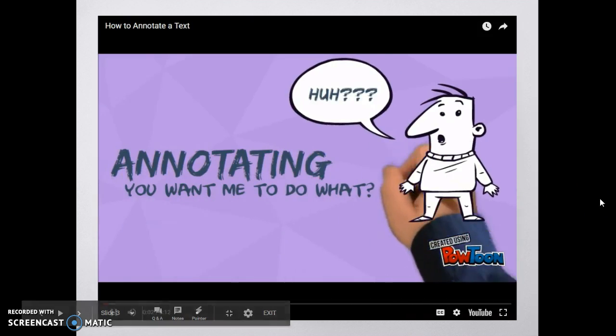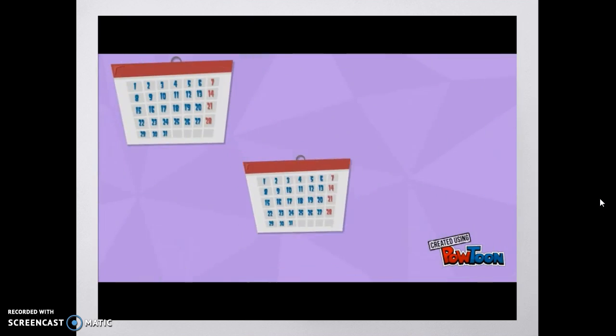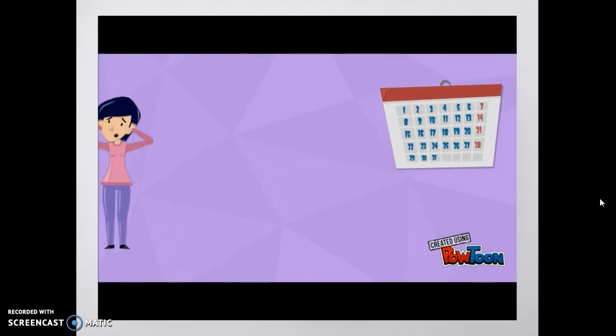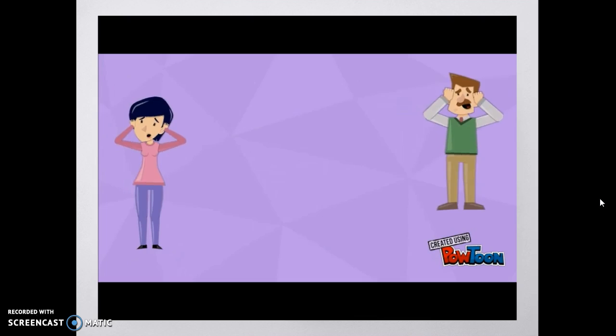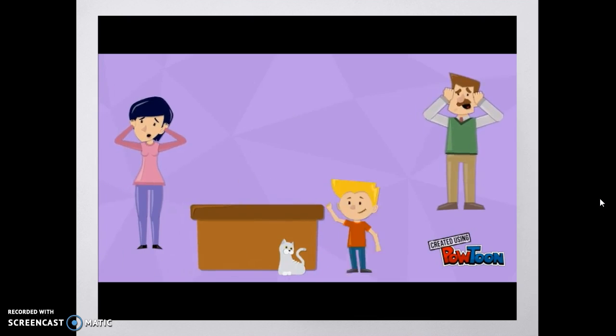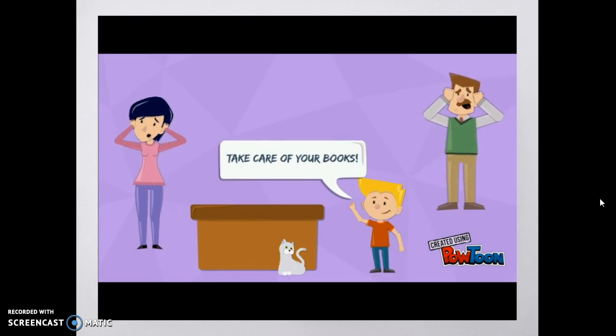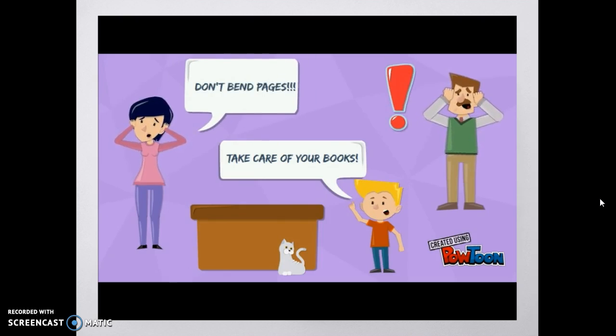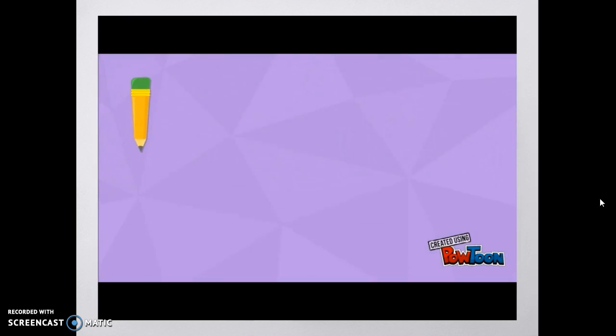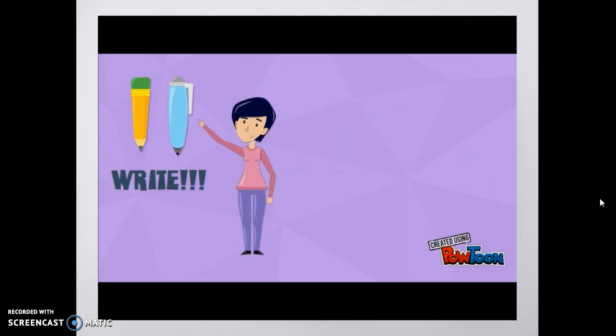Hey guys, so it has happened. After years of being told by teachers, parents, librarians, and various other authority figures to take care of them, not to bend pages, and especially not to write on them, they changed the rules. They want you to write in your book. In fact, they are requiring you to write in your book.